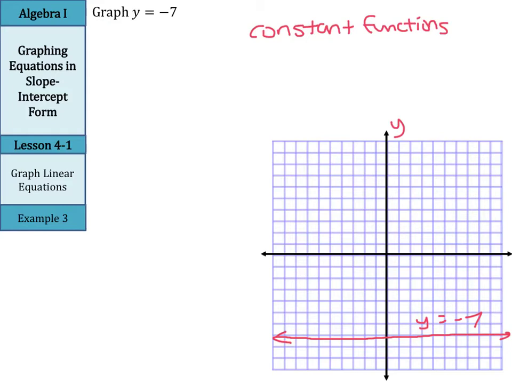Constant functions do not cross the x-axis, is another thing. You can see it's just a horizontal line. There is no slope.